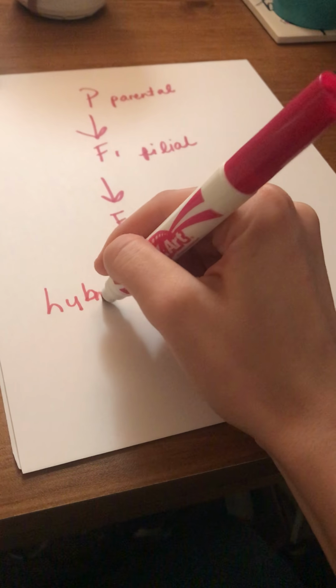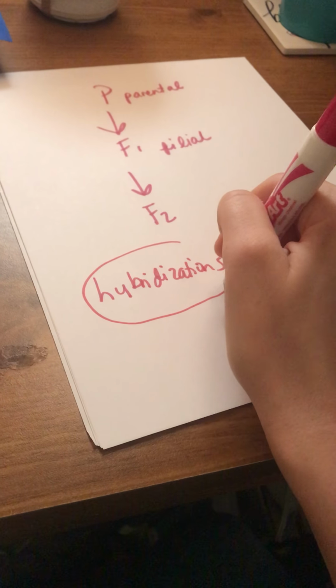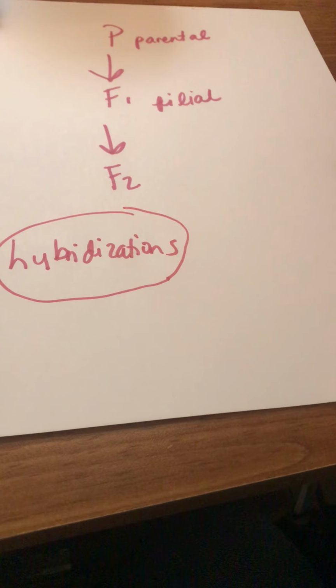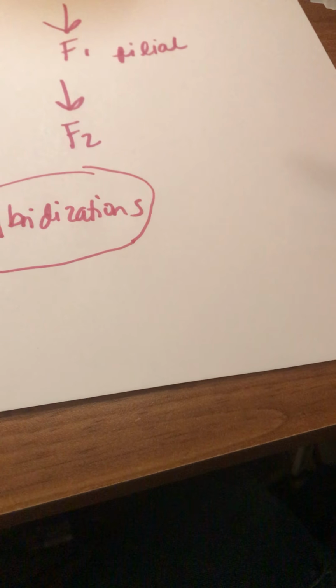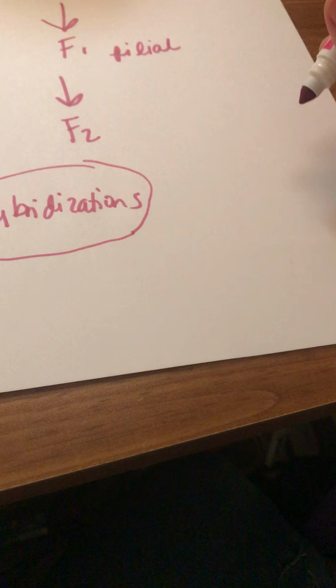So, hybridization, what is that? That's another tool Mendel used, and that's just two true breeding individuals that have different traits. That's basically taking two organisms of the same species, so they can breed together, but they have different traits.